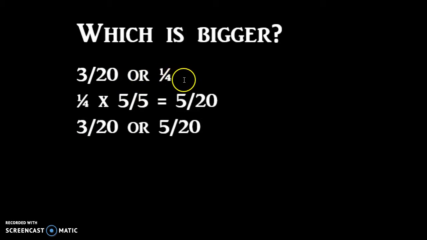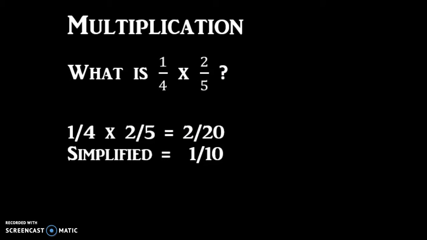And 4 times 5 is 20, so you would do 1 times 5, which is 5/20. So the real question would be 3/20 or 5/20. Which is bigger? Now we're into the 4 operations. We'll start with multiplication. So what is 1/4 times 2/5?